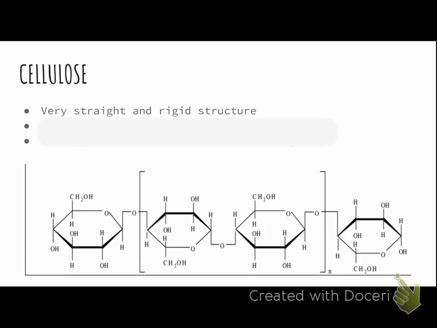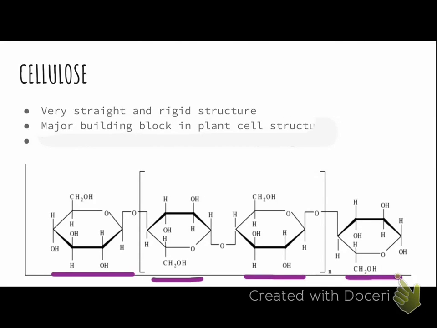Then our last polysaccharide that we're going to look at is cellulose. It's very different in structure in that it is very straight. So you can see each one of these is still a glucose molecule, but they are bonded in a straight line. So cellulose we are going to find in plants, and it's one of the major building blocks in providing plants with their strong and sturdy structure. It's going to be found in the cell walls, and it's very tough.